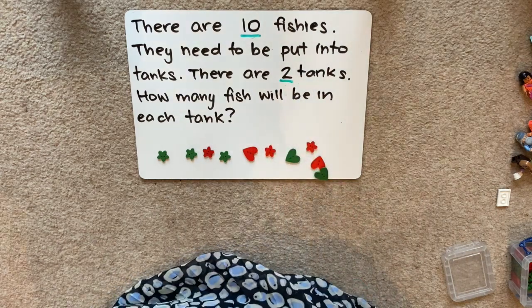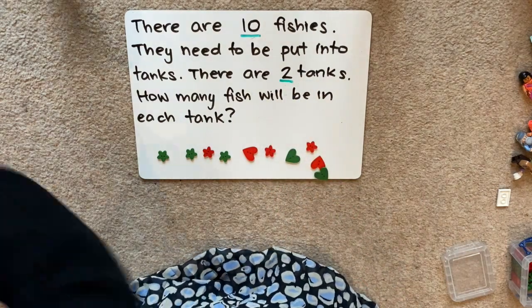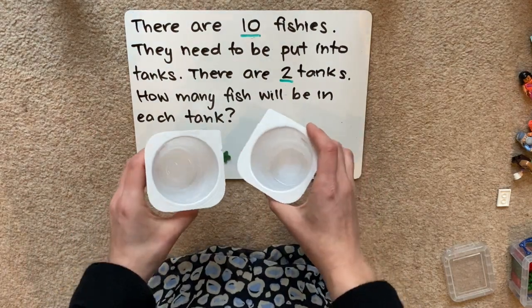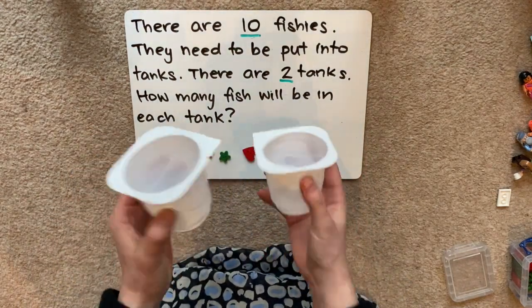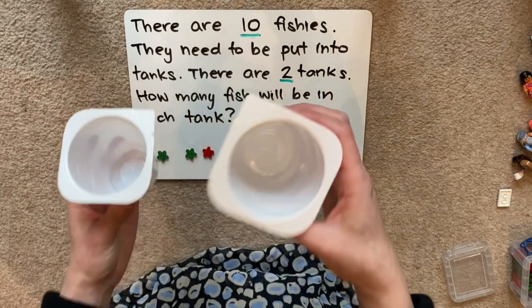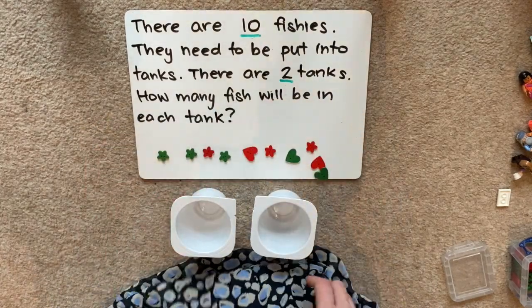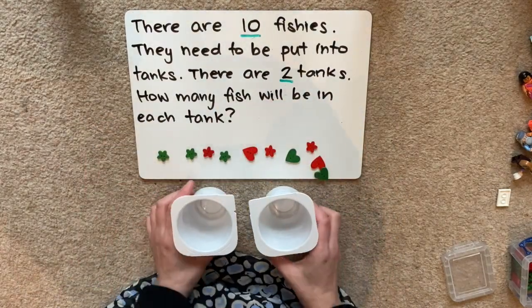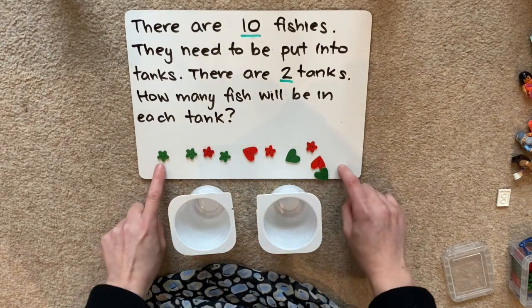So I'm going to get something out to help me. I've got 2 yogurt pots. Each yogurt pot is going to be a tank. So here's 1 tank, 2 tanks. Let's make sure you can see that on the camera. Good. Okay, so we've got 2 tanks, 10 fishies.